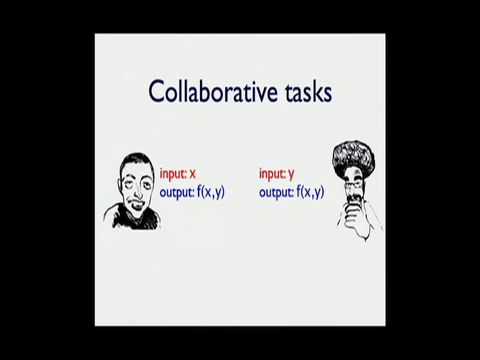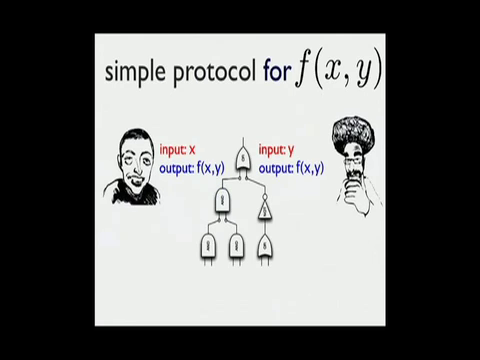Okay, so as I said, I'm going to summarize the work that Yao did in '82 for going from a simple protocol to the honest but curious. So here's our collaborative task. What's the simple protocol? The one that we're going to start with.